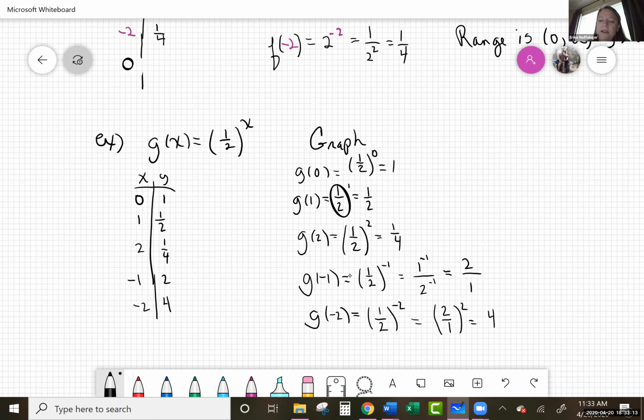Okay, so graphing. I see when x is 0, y is 1. When x is 1, I get 1/2. When x is 2, I got 1/4. When x was -1, I got 2. And when x was -2, I got a y value of 4. So if I look at my graph, it looks similar to this.